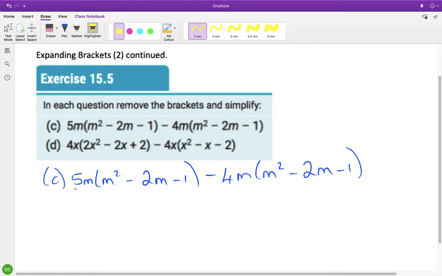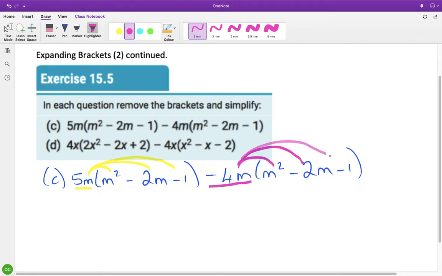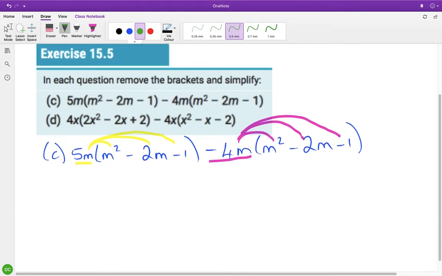Skinnier than that, so we're going to take the 5m and we're going to distribute it across this first bracket, and then we're going to take the minus 4m and we're going to distribute it across this bracket. Okay, so first multiplication, I have an invisible 1 there. So 5 times 1 is 5, and then I have 1m here and 2 here, making 3 in total, so m cubed. The 5 has no sign, which means it's a plus.